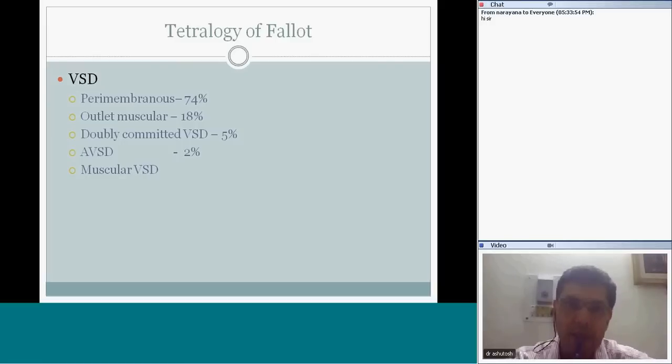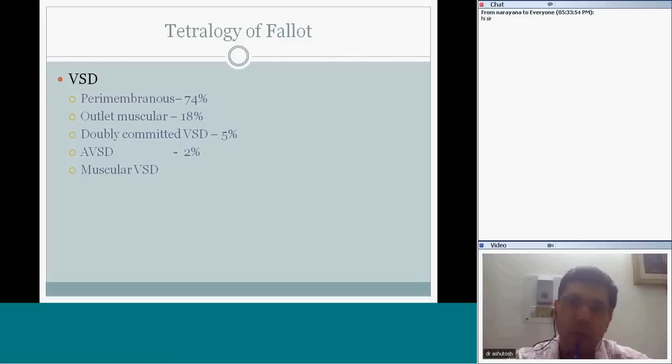The main types of VSDs are perimembranous, that's the commonest VSD that we see, about 74%. Then outlet VSDs. Outlet VSDs are the VSDs which have a rim on both sides, so you have muscle which separates it from the tricuspid valve and which separates it from the pulmonary valve as well. So it's the outlet muscular VSD.